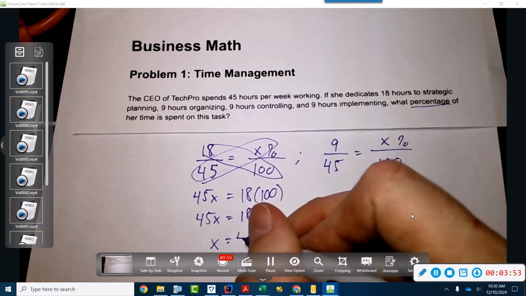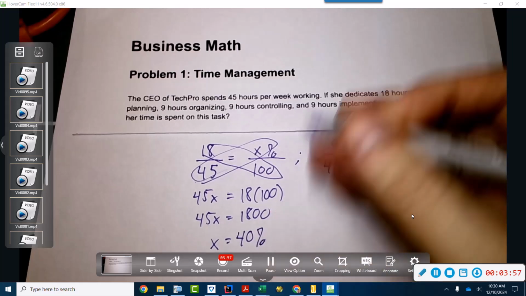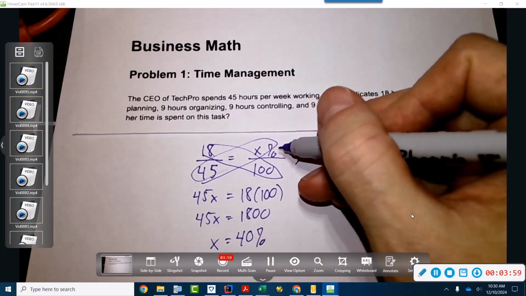So what does x mean? That's 40%. We solved for the percentage.